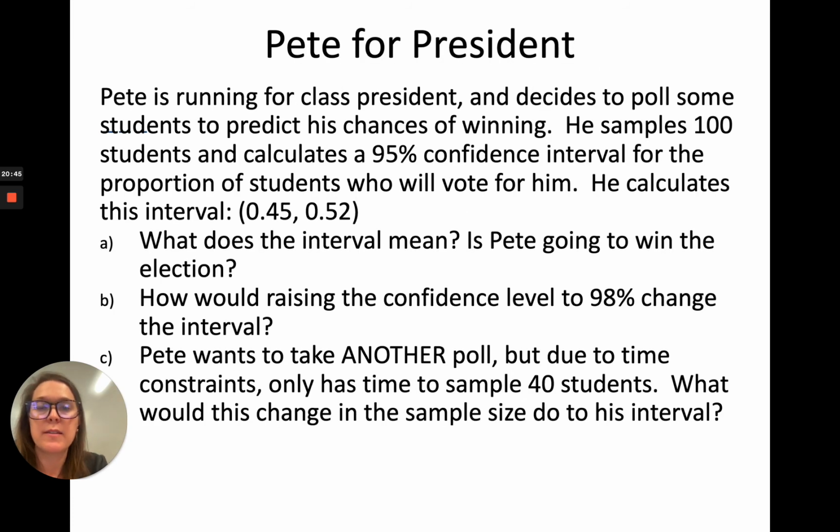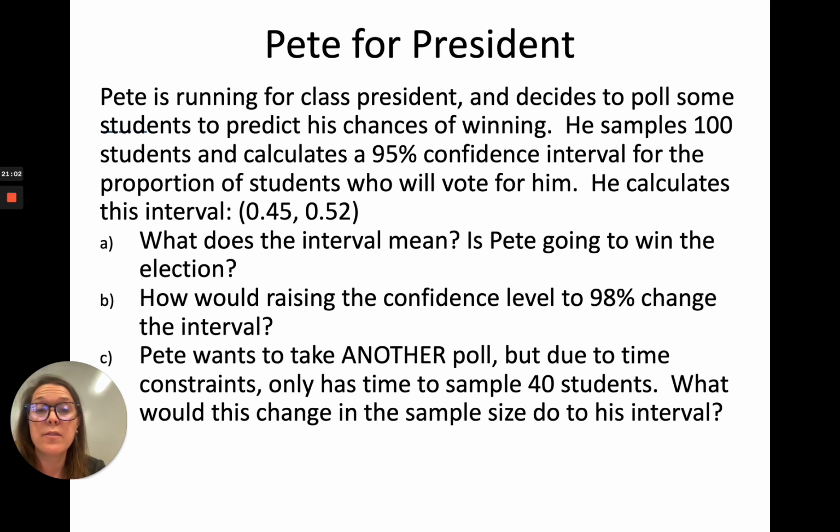So let's do one more. Pete is running for class president and decides to poll some students to predict his chances of winning. He samples 100 students and calculates a 95% confidence interval for the proportions of students who will vote for him. He calculates this interval at 0.45 to 0.52.